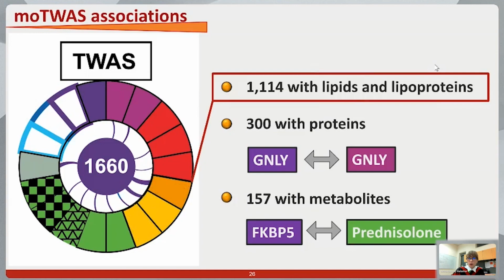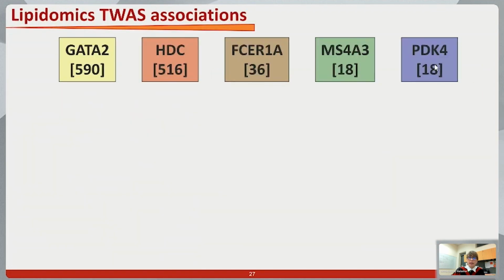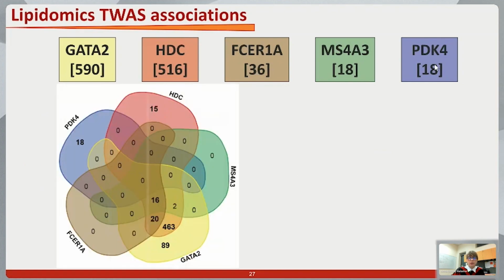But what was surprising to us was the identification of over 1,000 lipid structures and lipoproteins from the TWAS. Further evaluation brought us to the conclusion that in fact those 1,000 molecules are surrounding only 5 transcripts, which are GATA, HDC, FCER1A, MS4A3, and PDK4. Looking closer at those, we saw that there is a certain overlap between 4 of them, but not PDK4. So the associations found for PDK4 were not overlapping with any of the other four.